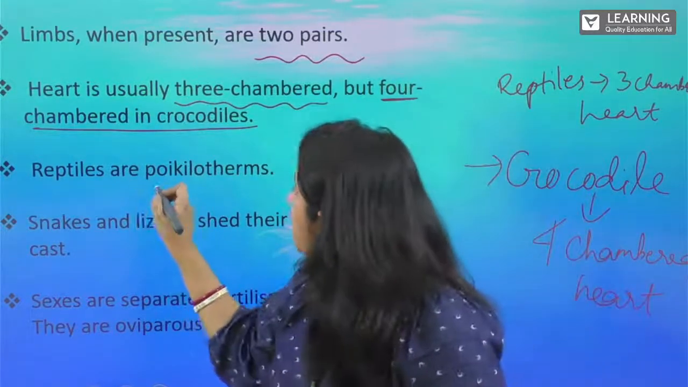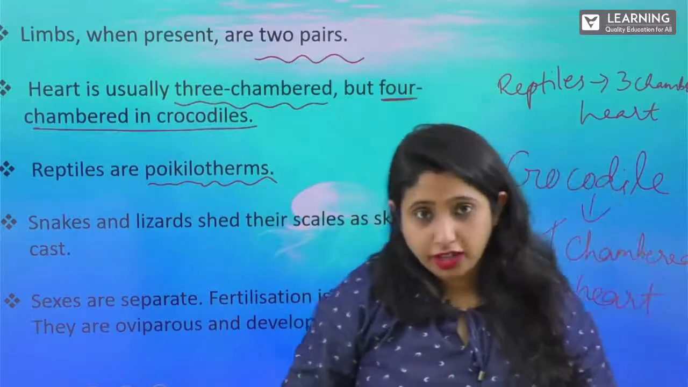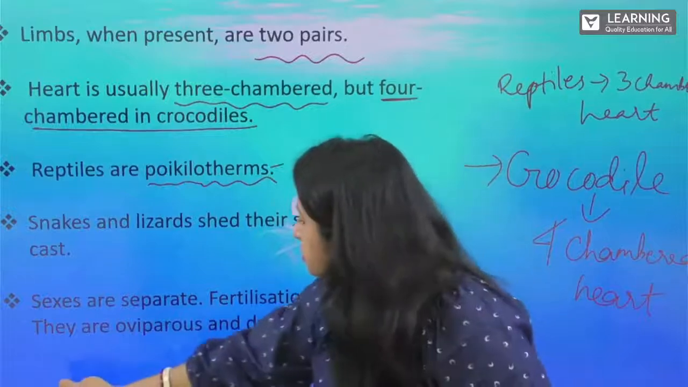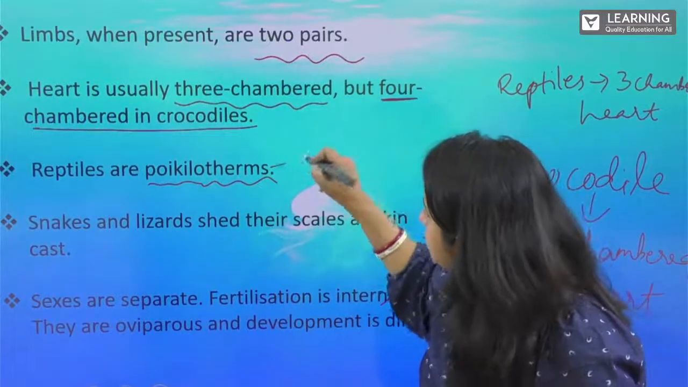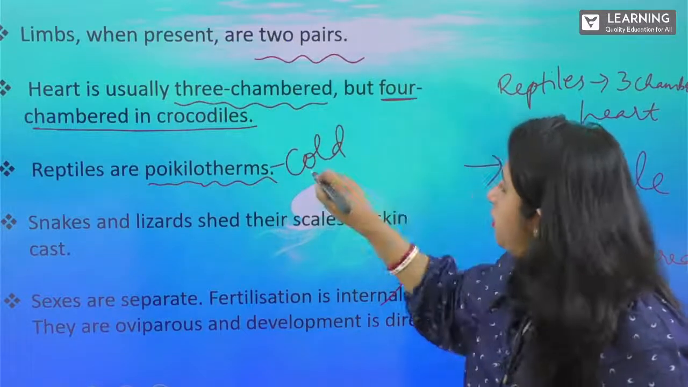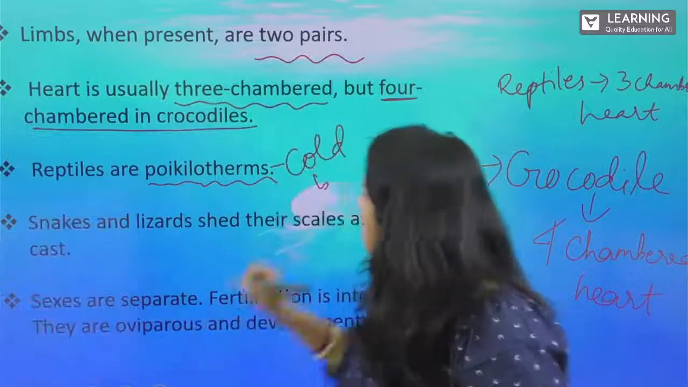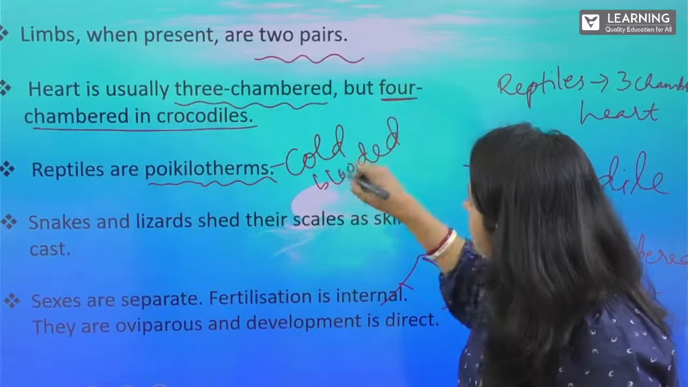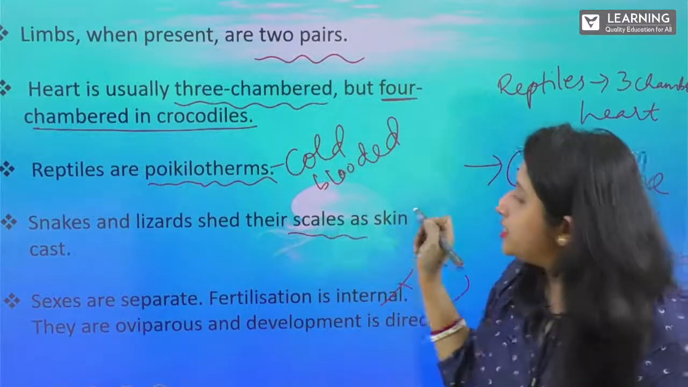Okay, so reptiles are poikilotherms. Okay, what do you mean by this? Poikilotherms means they are cold blooded animals. They are cold blooded animals. So snakes and lizards shed their scales as skin casts.